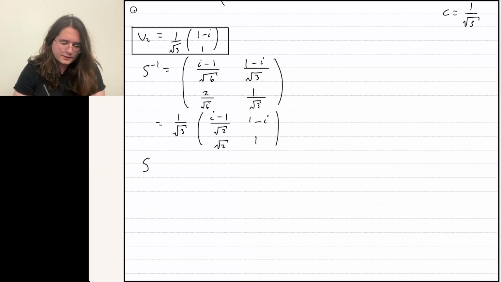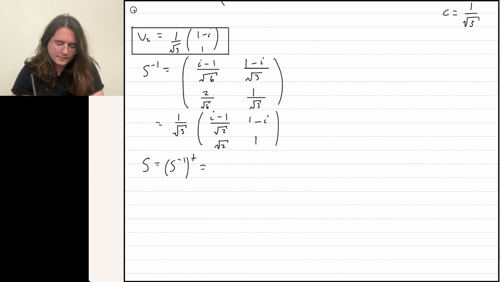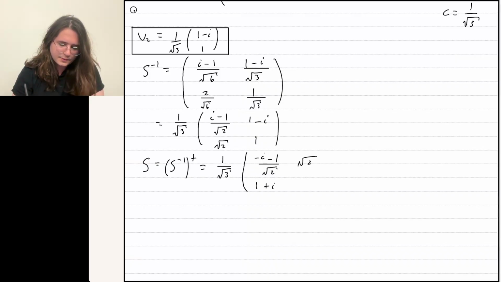To get the non-inverse form of that, we'll take the complex conjugate of the inverse, since it is unitary, or the Hermitian adjoint of the inverse. For you freaks out there, it's a Hermitian adjoint, not a complex conjugate, but it is just going to be 1 over root 3 times minus i minus 1 over root 2, 1 plus i root 2, 1.